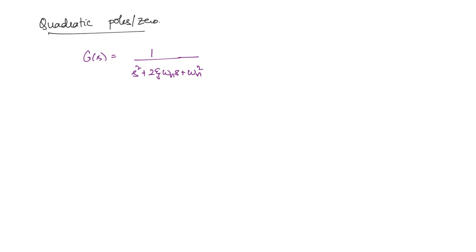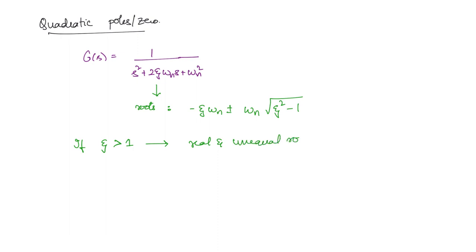Now what are the roots of this equation? We have already discussed in the time domain analysis, right? What are the roots? Minus zeta omega n plus or minus omega n root over zeta square minus 1. So now what is going to happen? If zeta is greater than 1, then you are going to get real and unequal roots.